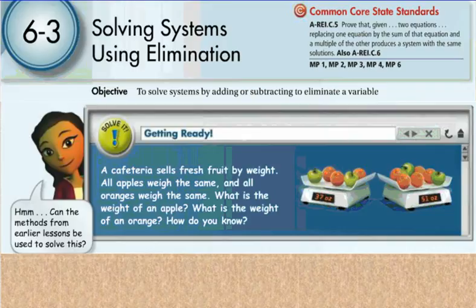Hey, here it's section 3 of chapter 6 on solving systems of equations using the elimination method. Method number 3. So, the goal, to write down the objective for today, is to solve systems of equations by adding or subtracting to eliminate a variable.